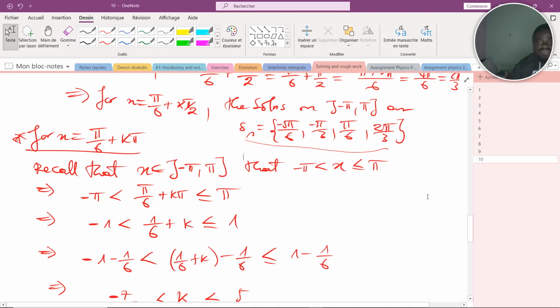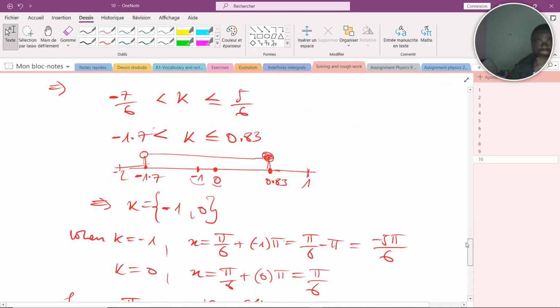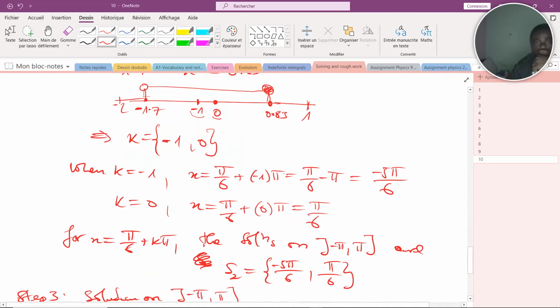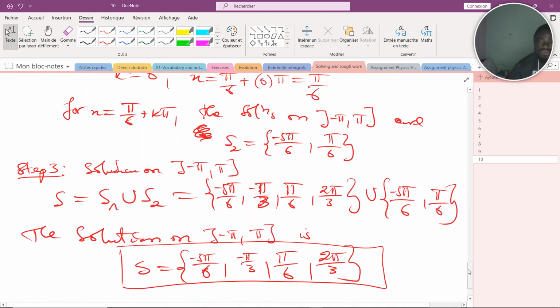You do the same thing. After finishing this, you do the same thing for this one. So for this, you recall this, you find the interval of k as we just did, and you also find the solutions that satisfy this. You find it. Now the general solution, the final solution S, will be S1 union S2.